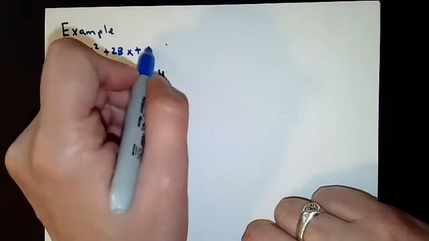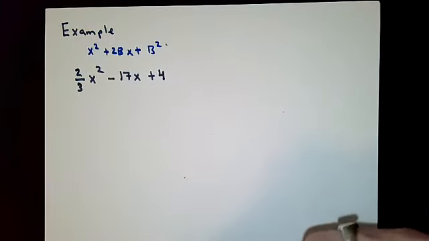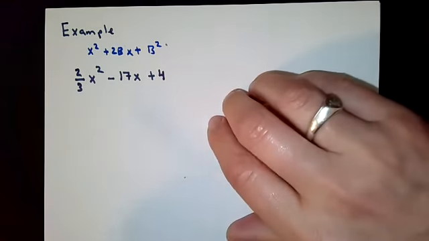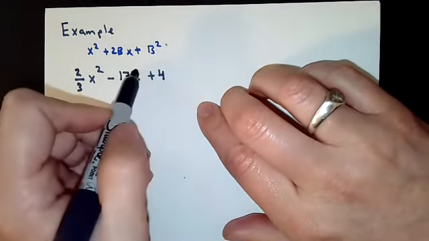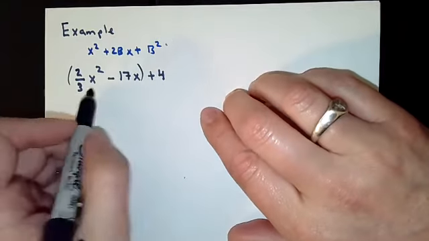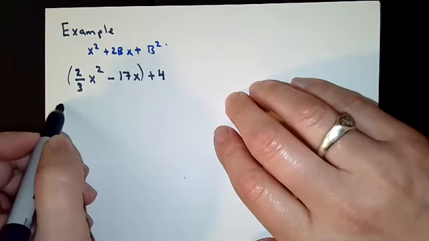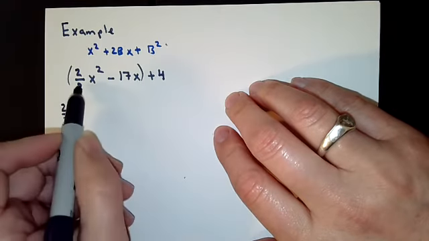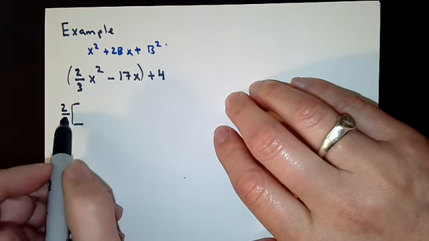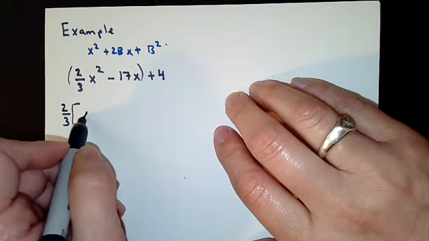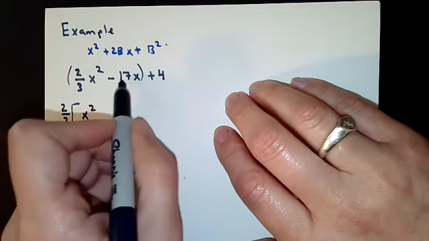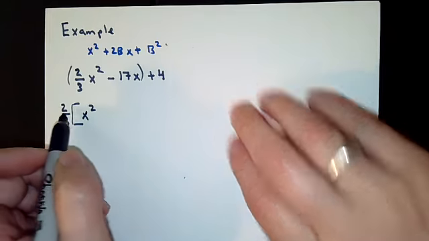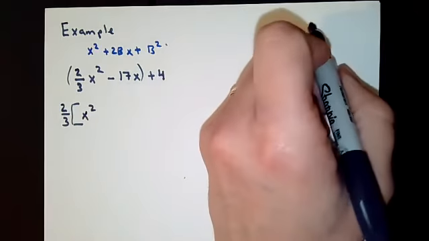And so we start like we did before with factoring out the leading coefficient from the first two terms. So we factor out the 2/3. So 2/3 factored out leaves behind the 1x squared that we wanted. And here we have negative 17 divided by 2/3. All right, well, we're going to come over here and play with that for a minute.